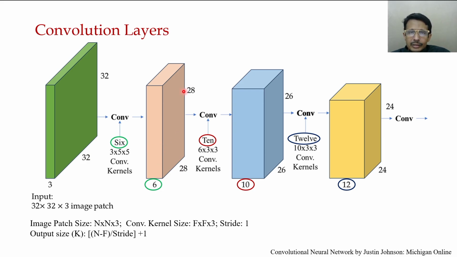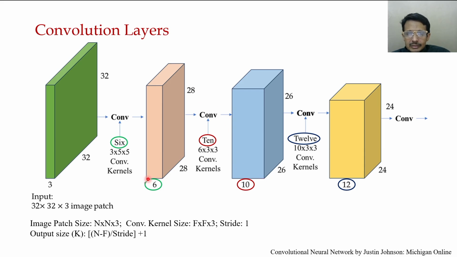Now again for this we use 3 × 3 kernels. You can see that this kernel's depth is 6 because it should be aligned with this number. So it is 6 × 3 × 3. Before, the depth was 3, that was 3 × 5 × 5. Now it is 6 × 3 × 3. And how many such kernels have we used? 10. So now the depth becomes 10.